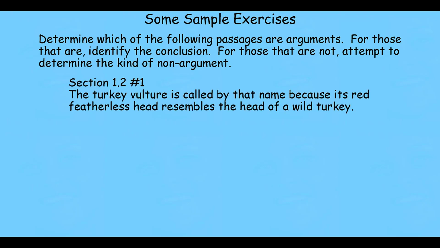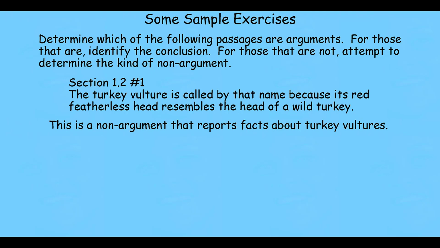Our first passage is the turkey vulture is called by that name because its red, featherless head resembles the head of a wild turkey. So you might want to stop the video, decide whether or not you think this is an argument in this passage or not. If it is, identify the conclusion. If it isn't, identify which kind of non-argument, those faux arguments that we talked about, you think this passage exhibits, and then start and see how you did in comparison to what I did.